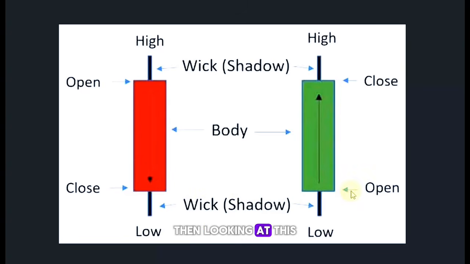Then looking at this second one, the market opened here and then moved down a bit, then reversed and went up to this point and closed at this particular point. This means that the buyers are stronger than the sellers. So that is why the market was able to open here and then finally close above the opening price.